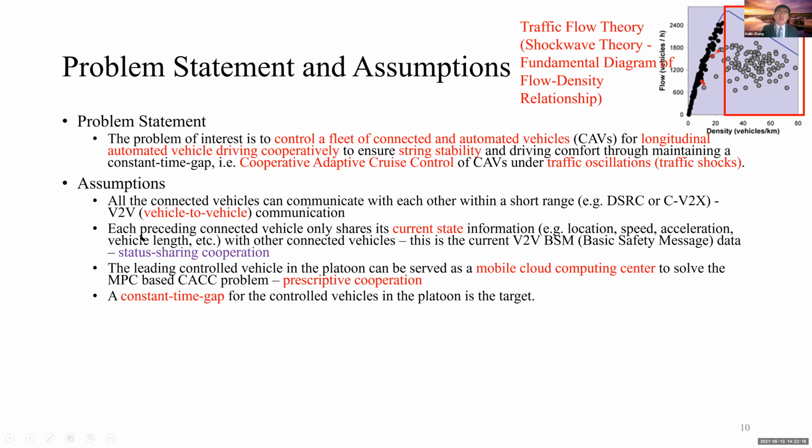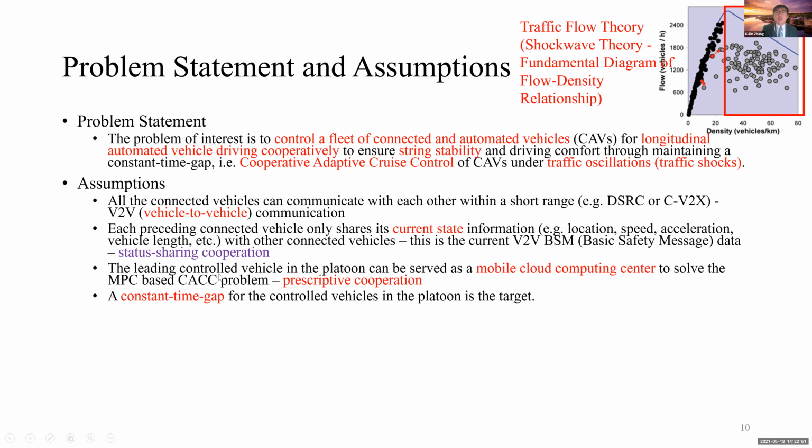So we have some assumptions. We assume the vehicles can talk to each other through vehicle-to-vehicle communications. And we assume that each preceding vehicle only shares its current state information, such as location, speed, acceleration, and so on. This is defined in the basic safety message. So this is called status sharing cooperation. They only share the data with you, and that's how we use data in our model.